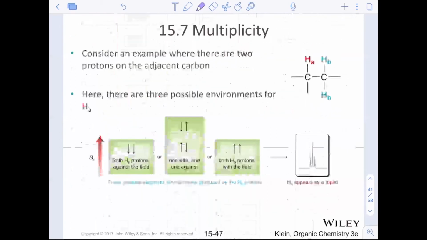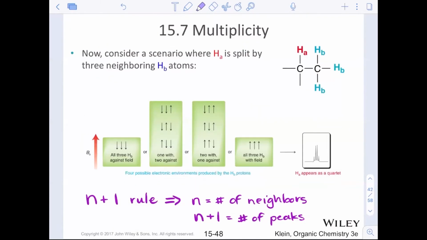All right. Consider this example now where HA has 2 neighbors, 2 HB neighbors. So there's more options. Look at all these options. There's technically 3 possible environments, and these are the options. Think about coin tosses, right? You don't need to know these environments, but what's important to notice is that as we increase the number of neighbors, HA now has 3 neighbors. There are 4 possible environments.